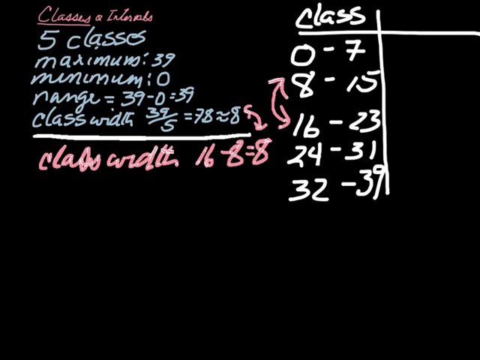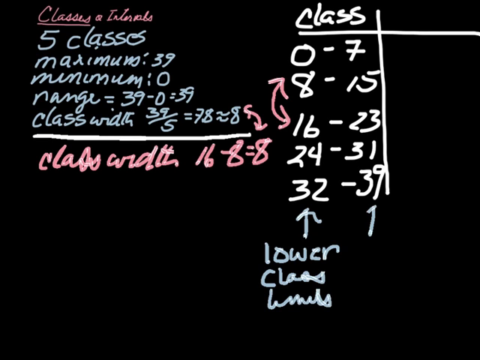The next thing I want to talk about is what these numbers that are listed are called. These numbers here on the left are called lower class limits, and the numbers on the right are called upper class limits.